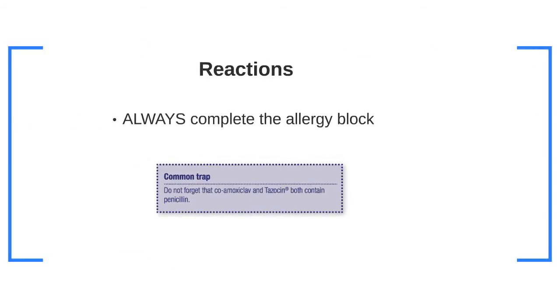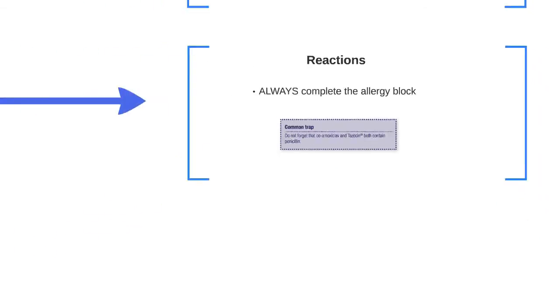This is another very important one. R stands for reactions. You should make sure that the allergy block of the chart is complete and take note of any specific allergies that are present. Importantly, for antibiotics, you should remember that common drugs such as coamoxiclav and tazocin both contain penicillin. We skip the E and move to S.